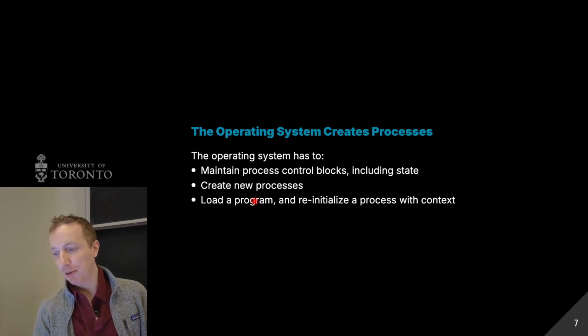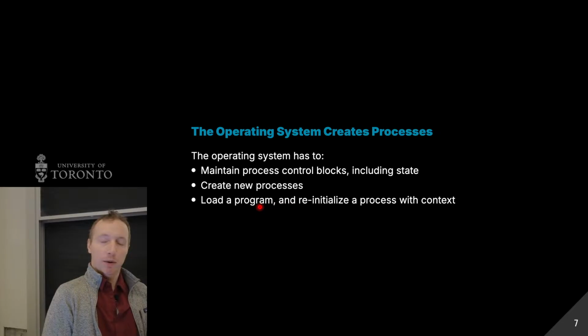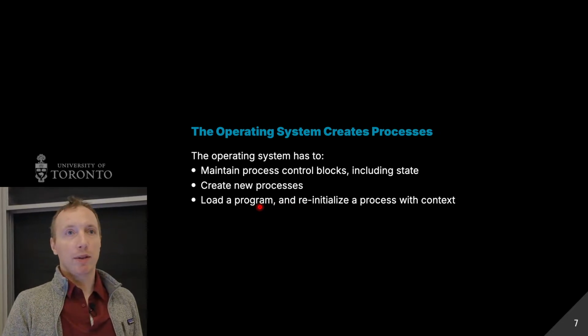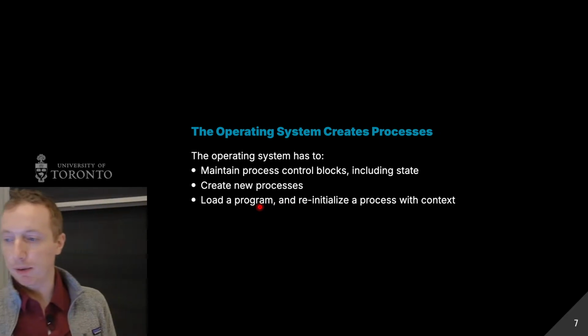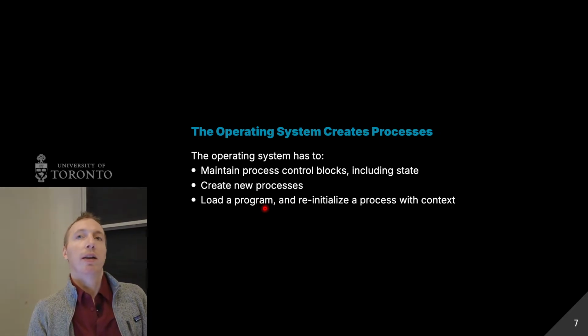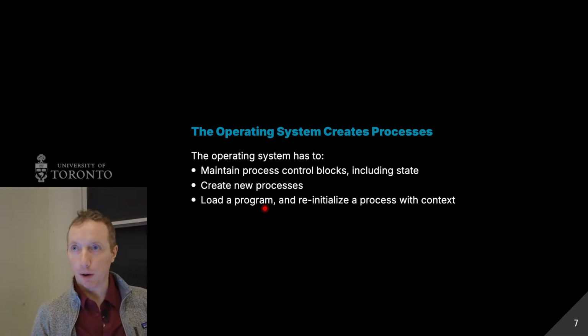And then we argued about, well, what would we have to do to create a new process? Well, if we want to run a different program, it would have to load that program into memory, reinitialize the process with that context, and start running a different application. That was the execve system call. That's how to run another program.